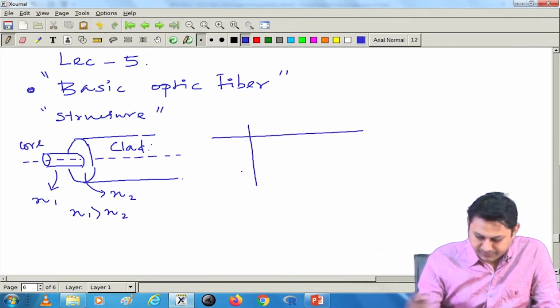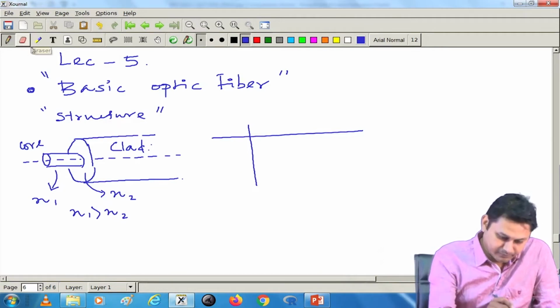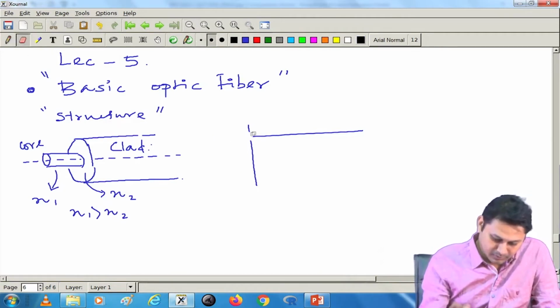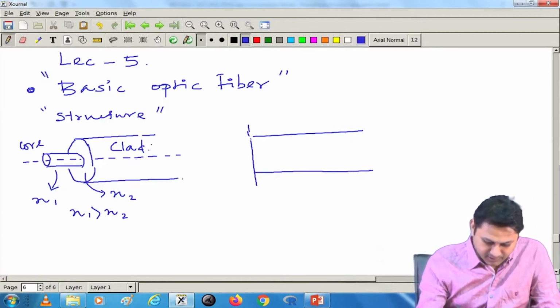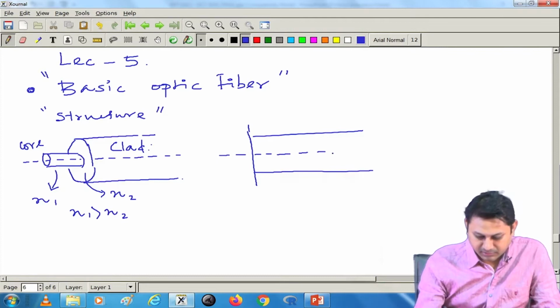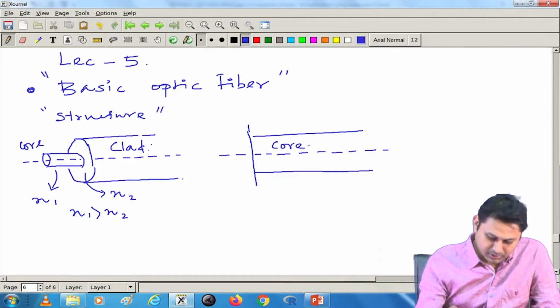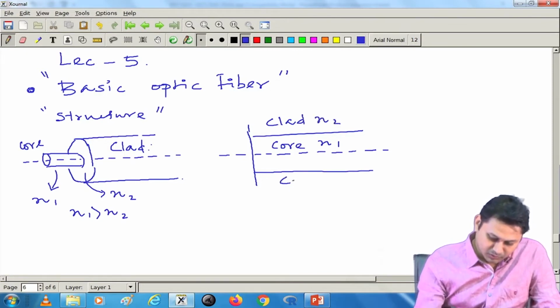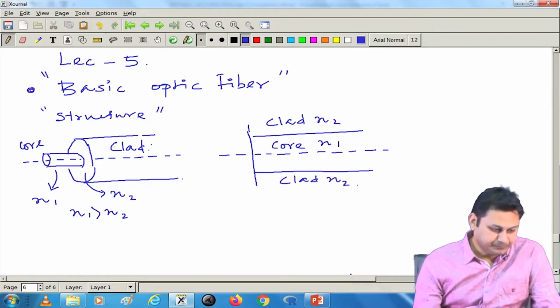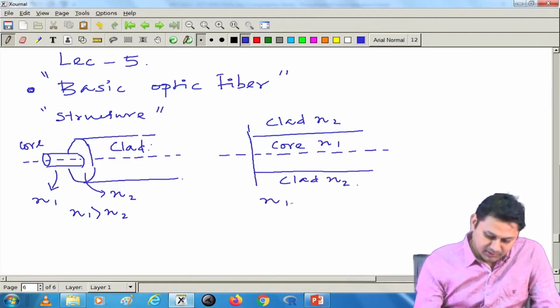So if I make a transverse cross section, I should have a structure like this. This is a transverse cross section. This is the axis of the fiber. This is the core part having a refractive index n1, and this is a cladding part with refractive index n2. This is also clad with the refractive index n2, where n1 is greater than n2.